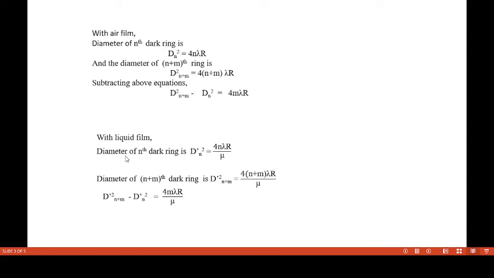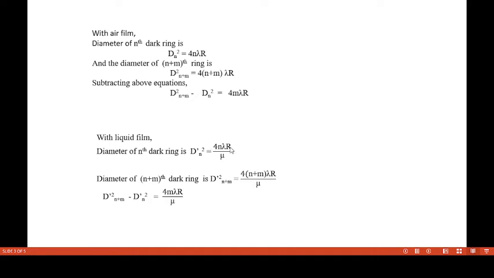and let the diameter of nth dark ring in the case of liquid film be dn dash, and then dn dash square can be written as 4n lambda r upon mu, and the diameter of n plus mth dark ring will be dn plus m dash square, which will be 4 n plus m lambda r upon mu. Again, taking difference or subtracting these two equations, we will get dn plus m dash square minus dn dash square equals 4m lambda r upon mu.